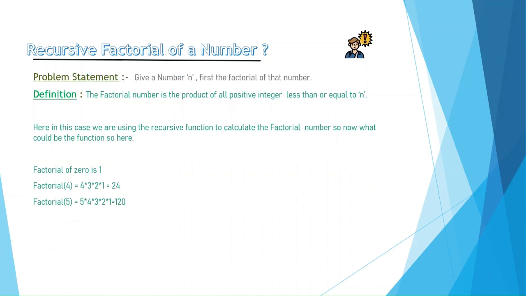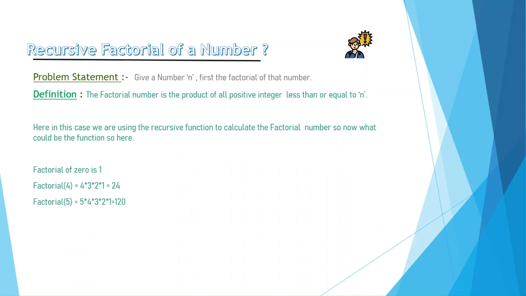First of all, we identify the problem statement. Given a number n, find the factorial of that number. Definition: the factorial of a number is the product of all positive integers less than or equal to n. Here, we are using a recursive function to calculate the factorial. So what could the function be? Factorial of 0 is 1 and factorial of 4 is 24, 4 into 3 into 2 into 1 equals 24. Now factorial 5 is 5 into 4 into 3 into 2 into 1, which is equal to 120.